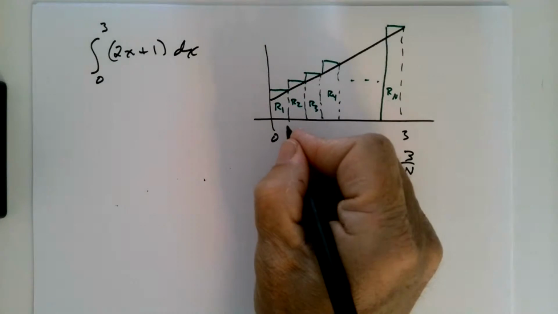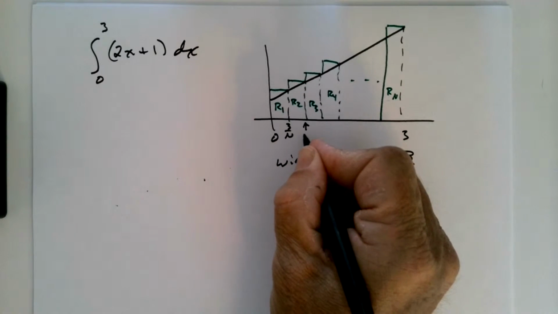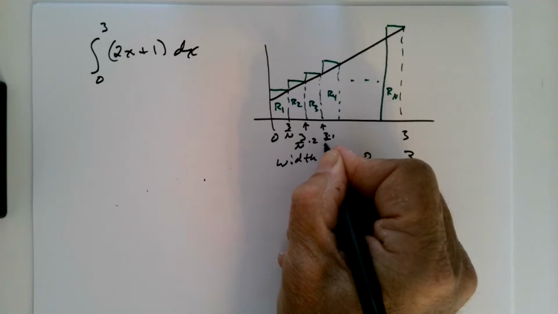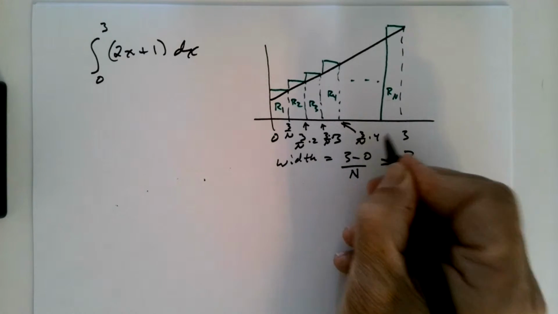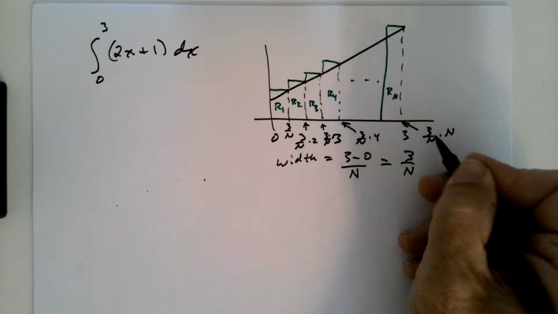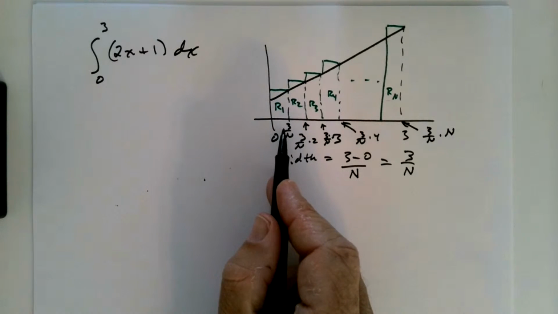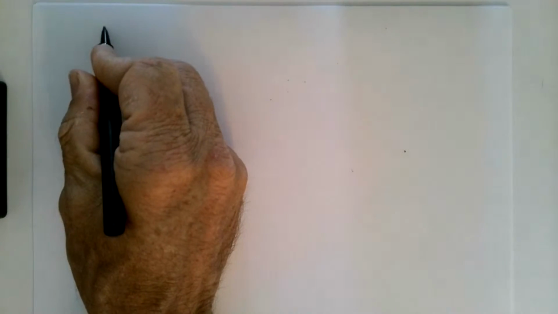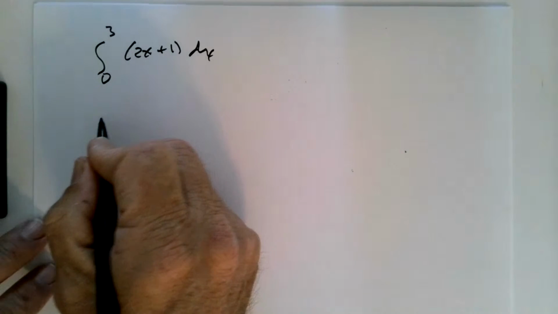So this guy is 3 over n. This next guy is 3 over n times 2. The next guy is 3 over n times 3. The next guy is 3 over n times 4. And the last guy here is 3 over n times n, which of course is the same as 3. So 3 over n times 1, 3 over n times 2, 3 over n times 3, 3 over n. So again, the integral from 0 to 3, 2x plus 1 dx.